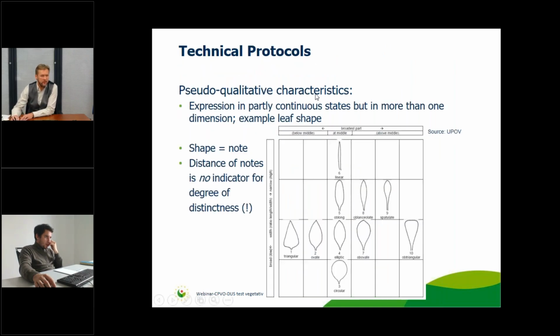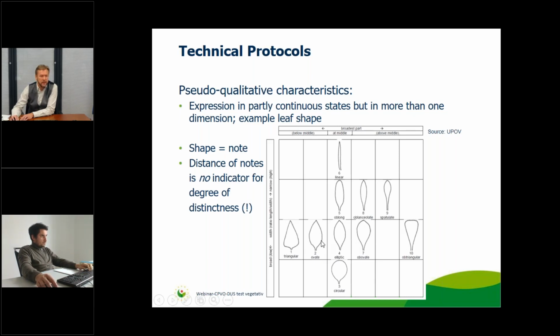As for the pseudo-quantitative characteristics, the expression is partly continuous, but in more than one dimension. This is not only true for colors, but also for shapes. We have the example of leaf shapes. You see, they are spread out, in the example here of ficus, in a square like this, where the broadest part of the leaf is in the middle. Here it's further to the top, or the broadest part is here to the bottom, and here the broader part is on this side, it's to the top. It goes on this side.